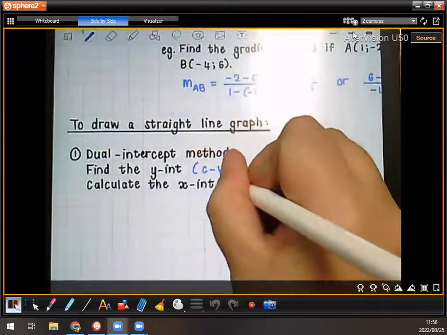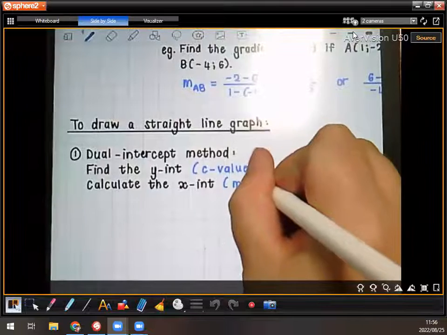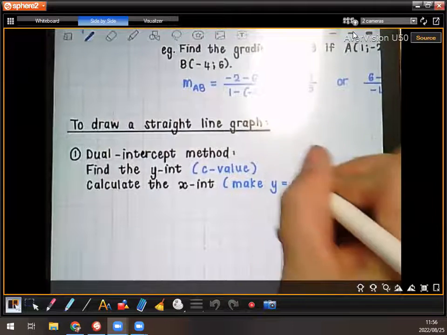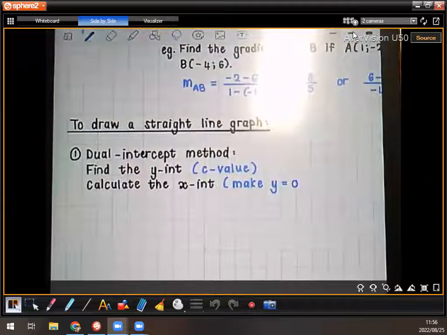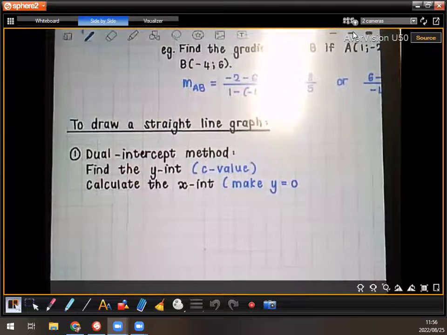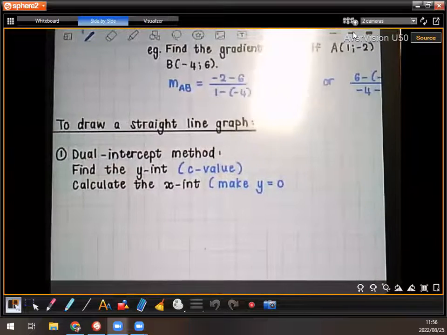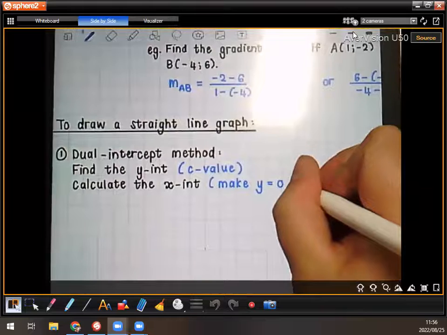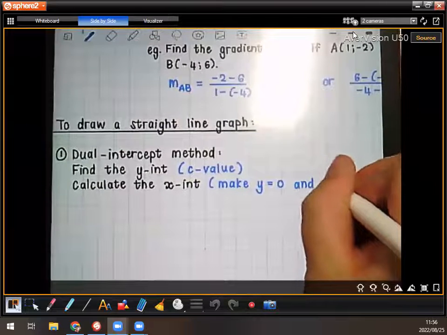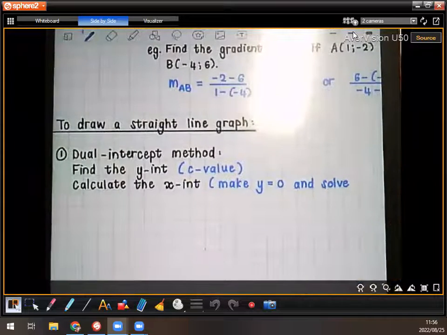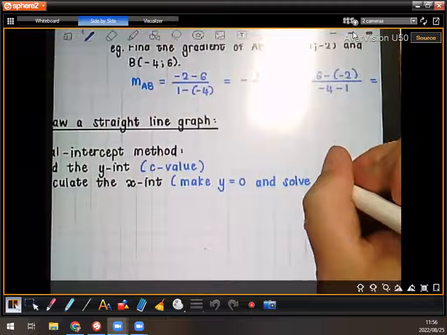You make y equal to 0. Right, so in your equation, guys, your equation is y equals like 2x plus 4 or whatever. You make y equal to 0, and then that's going to give you an equation with x that you must then solve. And that is then your x-intercept.